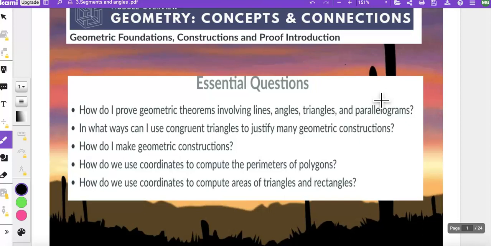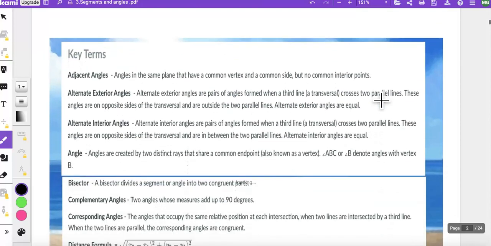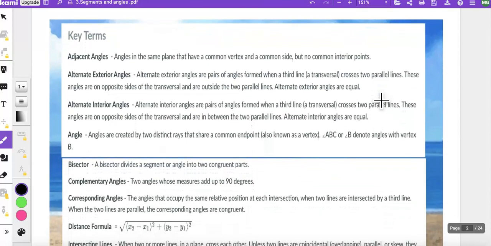How do we use coordinates to compute the perimeter of polygons? How do we use coordinates to compute areas of triangles and rectangles? So these are some of the key terms which we will be using in this session. Please make sure to take a note of these key terms.